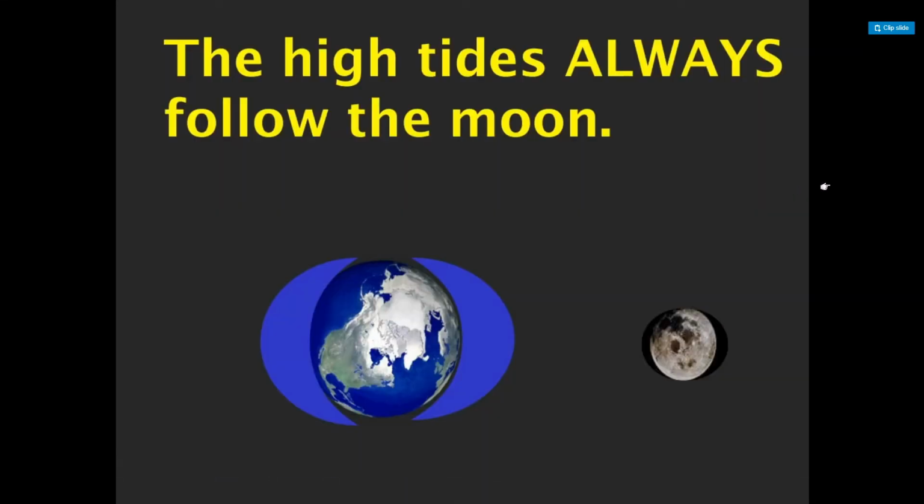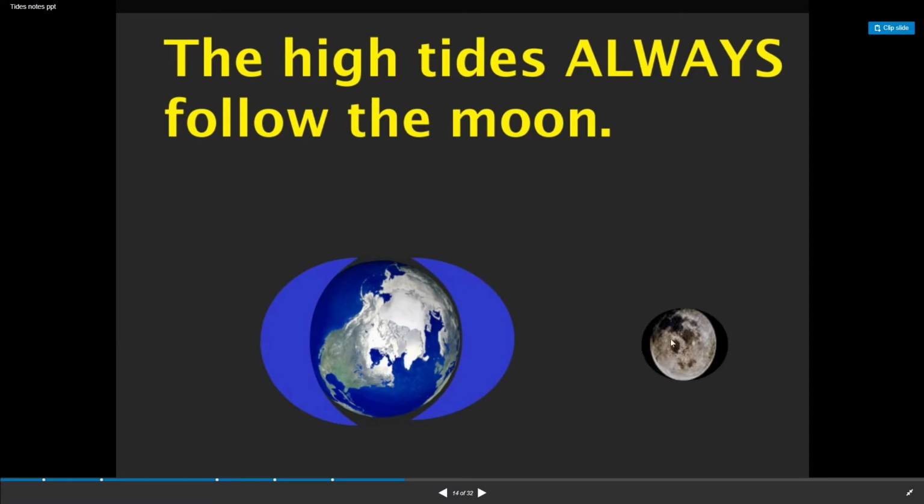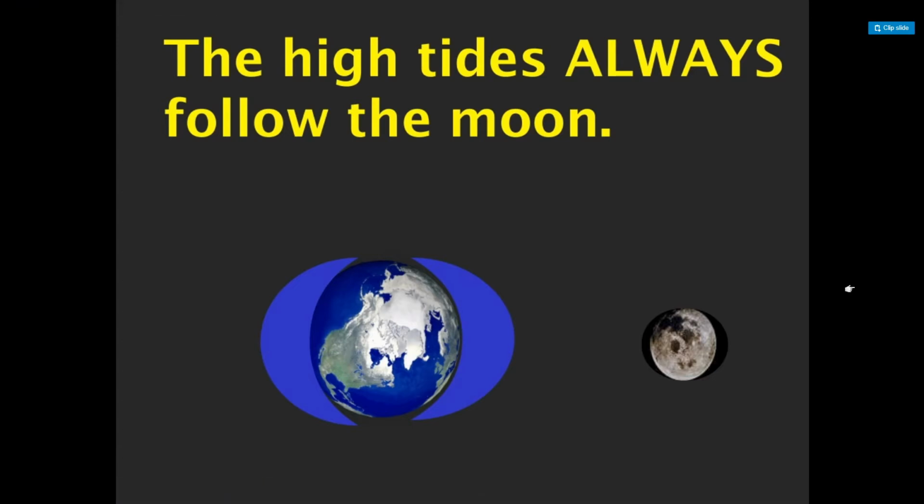The high tides always follow the moon. That's very important because of the gravitational pull that the moon has on the Earth. It's constantly pulling on the Earth's surface. And it's way easier to move water than it is to move land. So our oceans are affected the most.